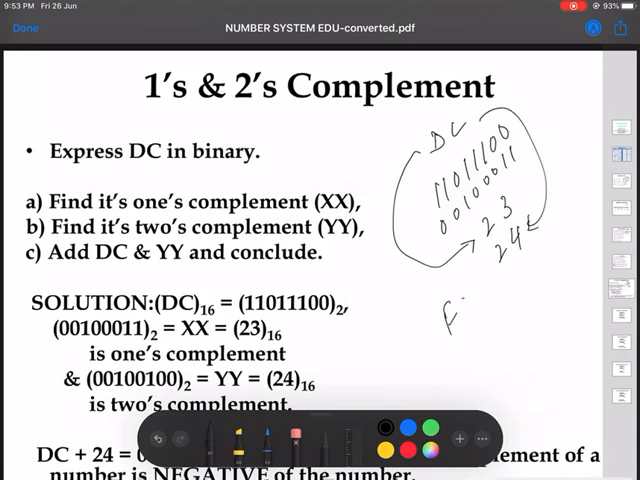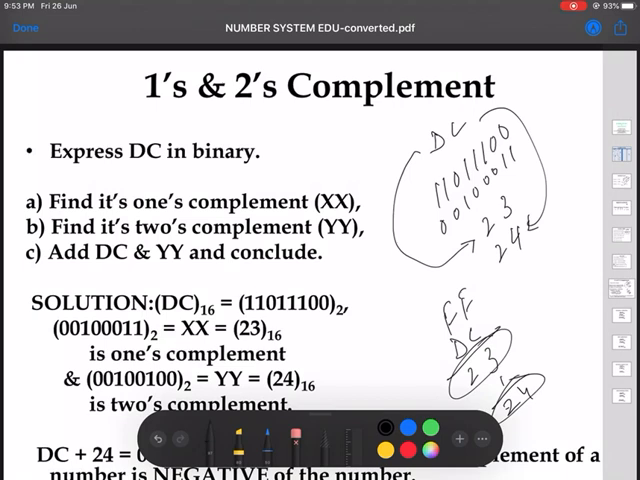The other way of finding the 1's complement is very simple. The given number, you subtract from the largest possible number. You can see this is 15 minus 13, which is nothing but 2. This is 15 minus 12, which is nothing but 3. If I add 1, I get nothing but 24. So that is the simple way of getting the 1's complement and then the 2's complement.